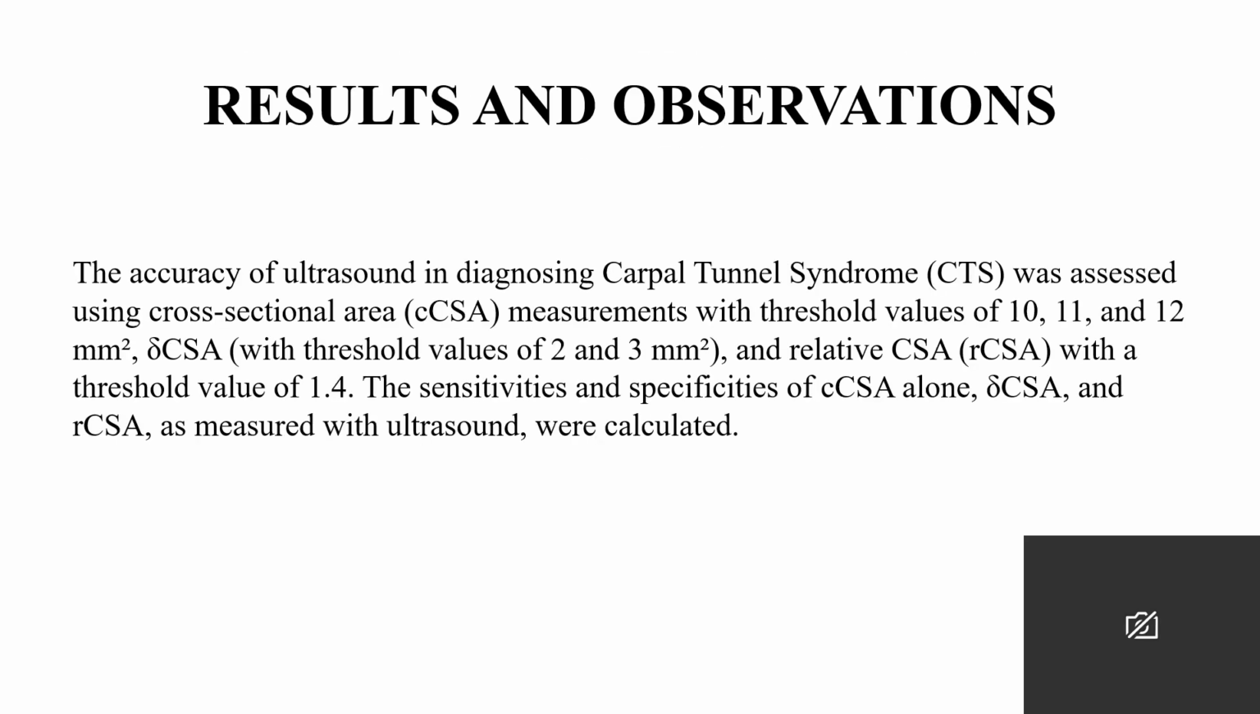Results and observations. The accuracy of ultrasound in diagnosing carpal tunnel syndrome was assessed using cross-sectional area measurements with threshold values of 10, 11, 12 mm square and delta cross-sectional area with threshold values of 2 and 3 mm square and relative cross-sectional area with a threshold of 1.4. Sensitivities and specificities of carpal tunnel cross-sectional area and delta cross-sectional area and relative cross-sectional area as measured with ultrasound were calculated.